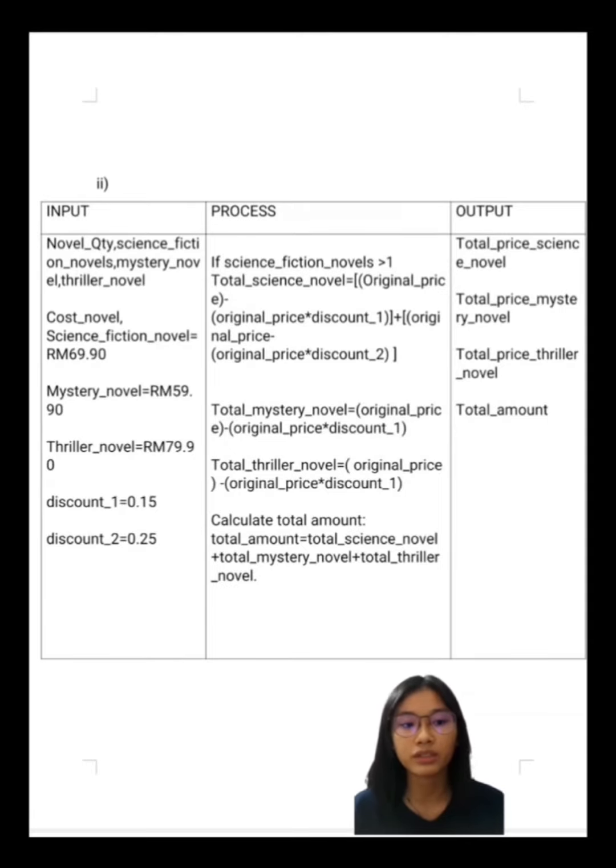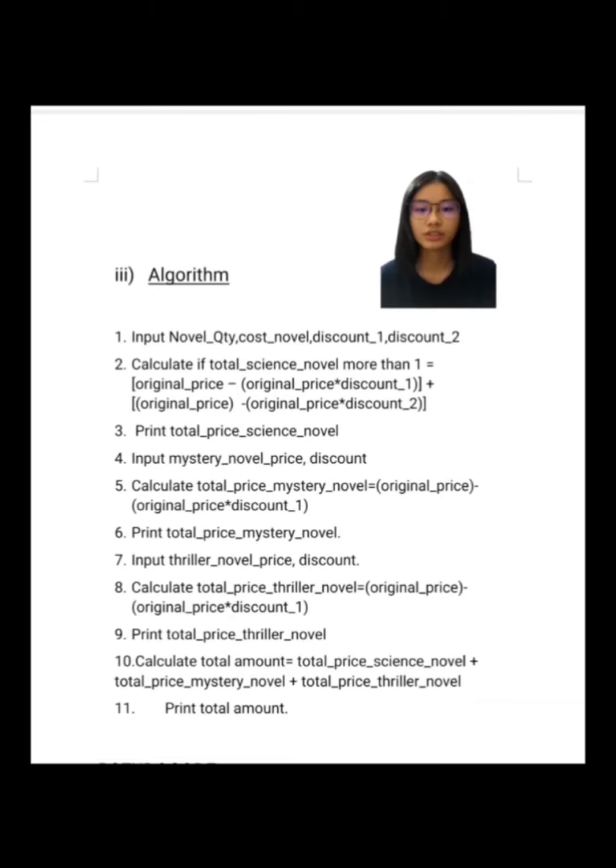Next is the total price for mystery novel, which is the mystery original price minus mystery original price times discount 1, and we use the same method to get the total price for thriller novel. Lastly, to get the total amount, we add these three novel prices. Next, for question 3, we need to create an algorithm, pseudocode, flowchart, and code statement.